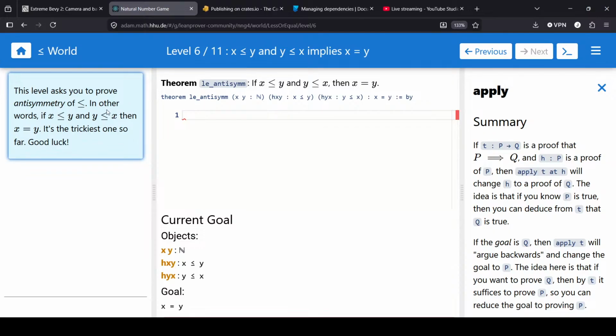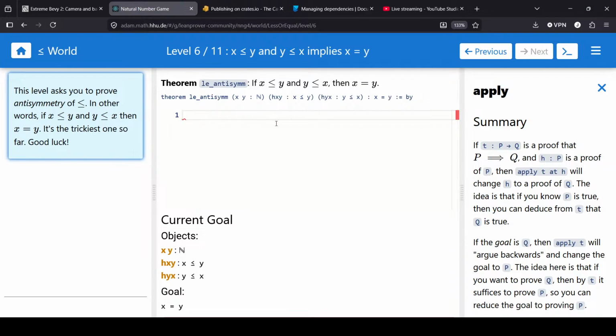This level asks you to prove anti-symmetry of less than or equals. In other words, if x is less than or equals to y, and y is less than or equal to x, then x equals y. It's the trickiest one so far. Good luck.